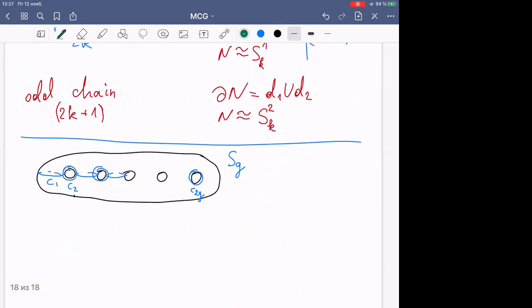So let us consider the following chain consisting of 2g. We could add 2g.